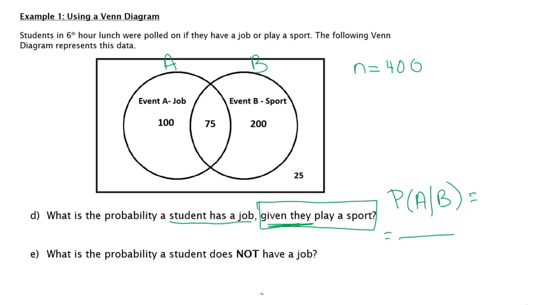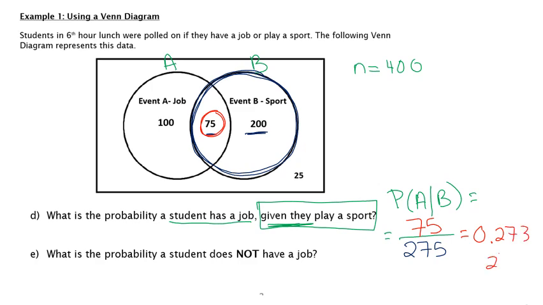Probably the easiest way to do it is we're going to look at, of the students who play a sport, how many kids are actually in that pool. So the total possible we're taking out of is not 400, but the students who play a sport. That'd be 75 and 270 and 200, so we get 275. And of these kids who play a sport, how many of them have a job? 75 have a job. So if I do 75 over 275, I get 0.273 or 27.3%.